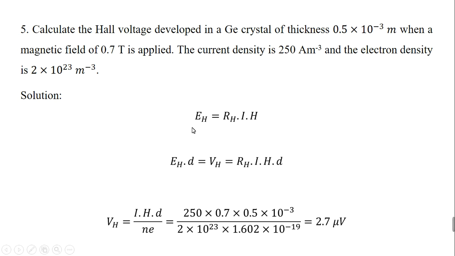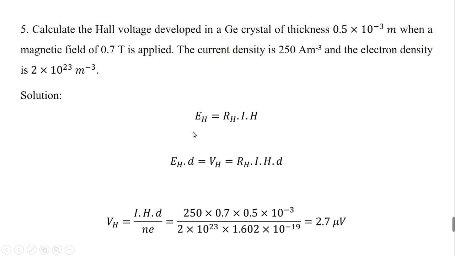So write down the basic formula from your Hall coefficient explanation, that is EH, the Hall electric field, is equal to RH, the Hall coefficient, into I into H, where H is the strength of the magnetic field. Now the Hall voltage is to be determined here.